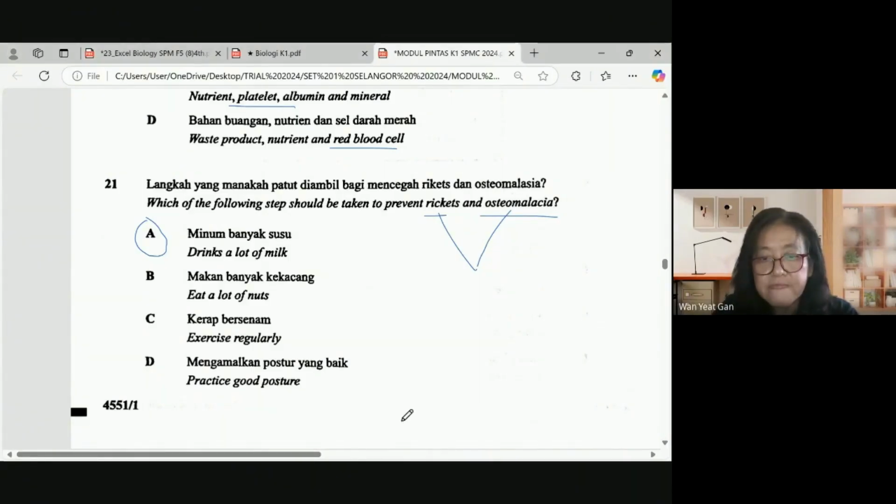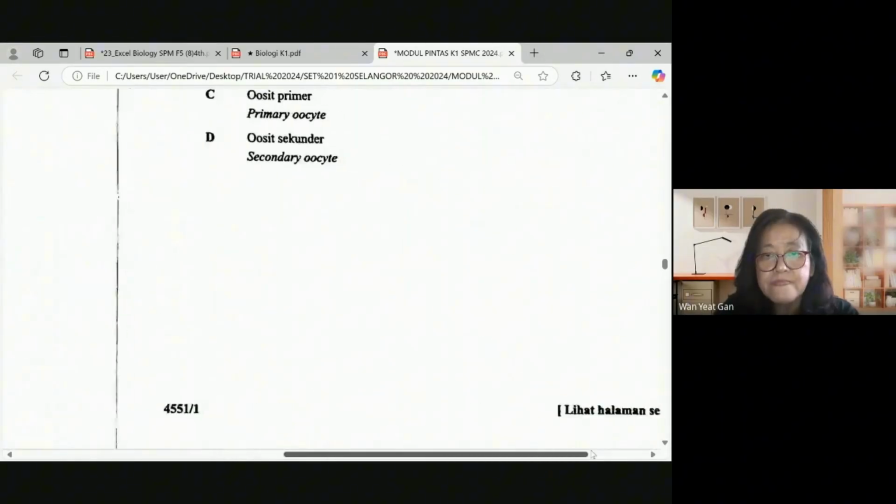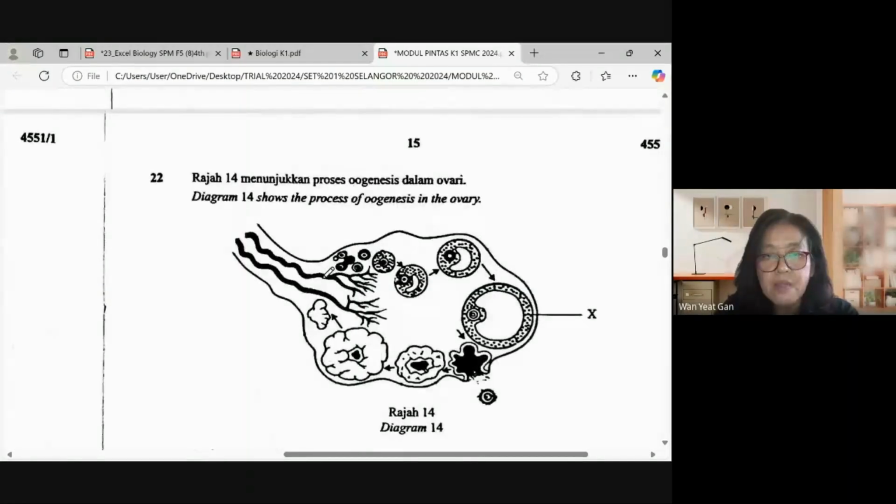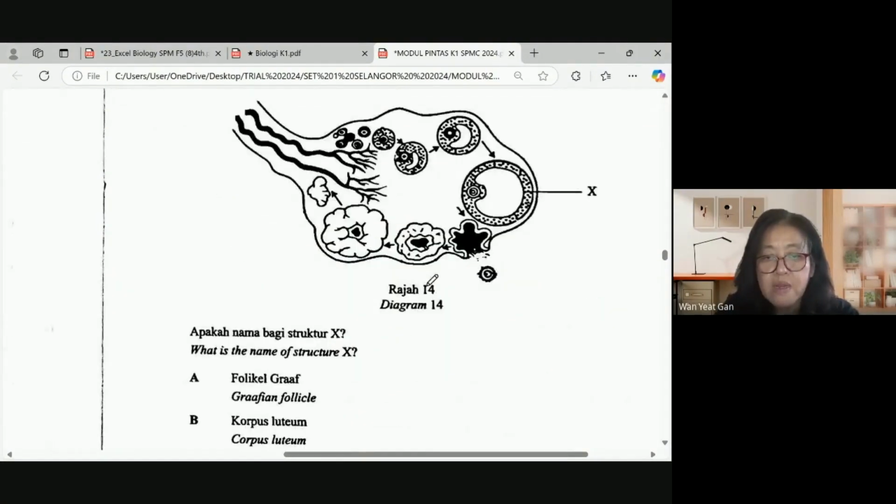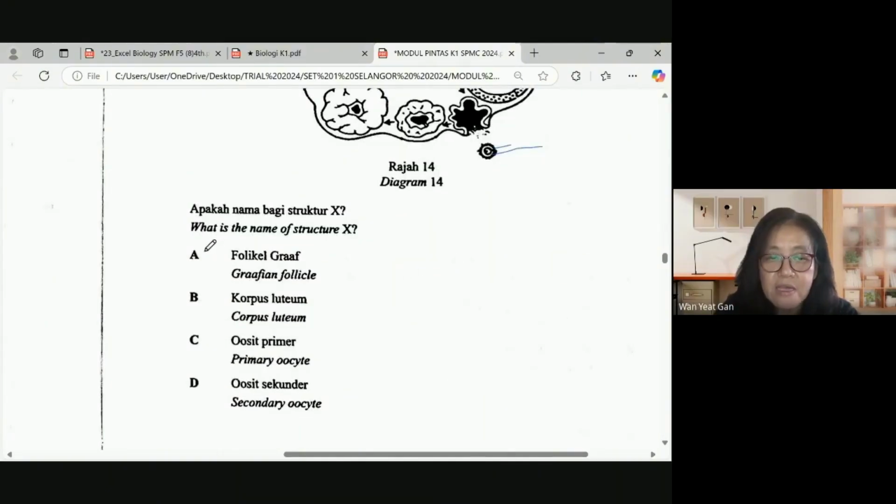Okay, next. Diagram 14 shows the process of oogenesis. What is structure X? Now, X here is Graafian follicle. Graafian follicle is the follicle before the process of ovulation occurs. The ovulation causes the Graafian follicle to rupture to release out the secondary oocyte. Okay, so answer is A.